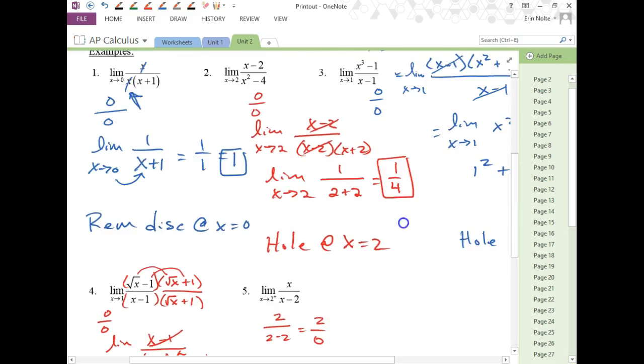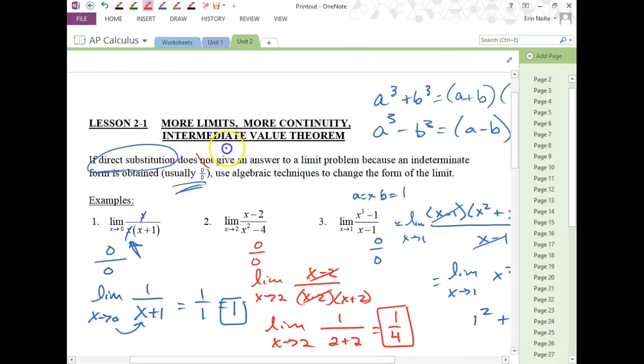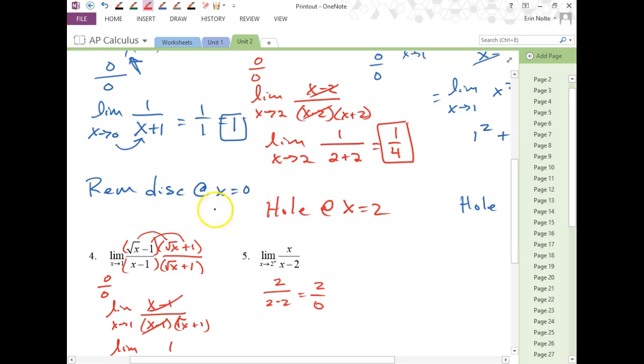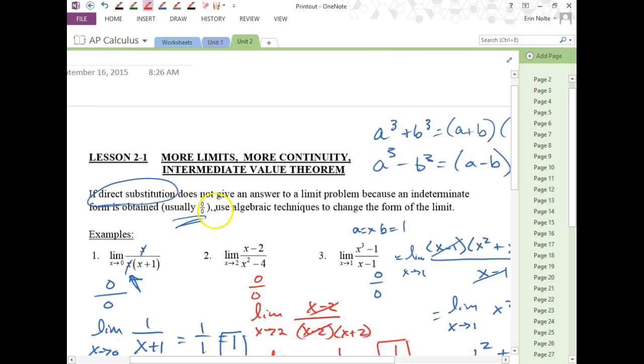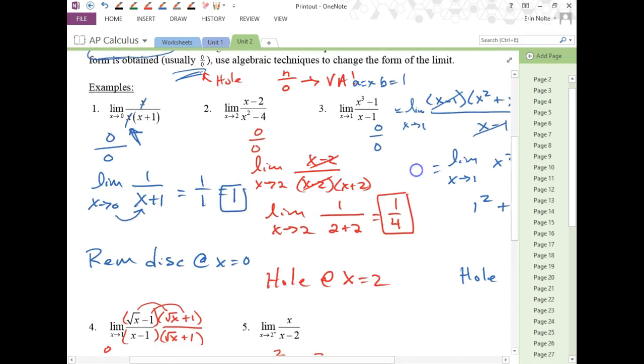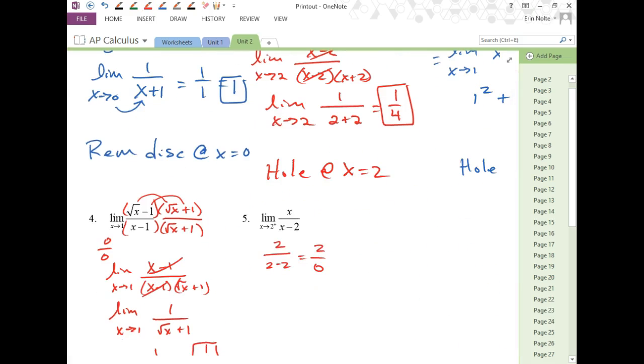I would totally write that down. 0 over 0, hole. But if you get a number, I'm going to use n over 0, that implies a vertical asymptote. A vertical asymptote means that the function is either going up towards infinity or it's going down towards negative infinity. So if we've got a vertical asymptote, at this point I can say, okay, I know the answer is either infinity or it's negative infinity.